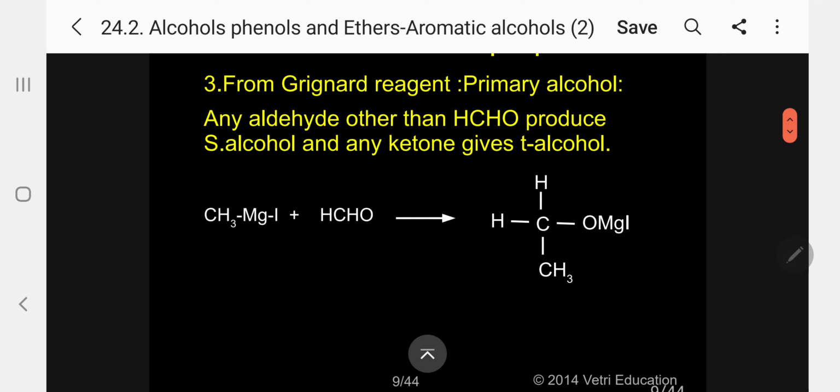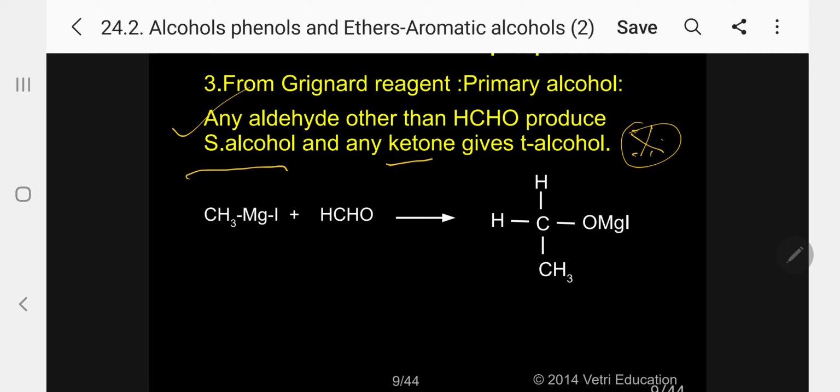Kindly follow. Let me take this specific example. I want to mention here, my dear students, this sentence is most important, kindly note this. Only formaldehyde gives primary alcohol. Any other aldehyde other than formaldehyde produces secondary alcohol. Any ketone gives tertiary alcohol.